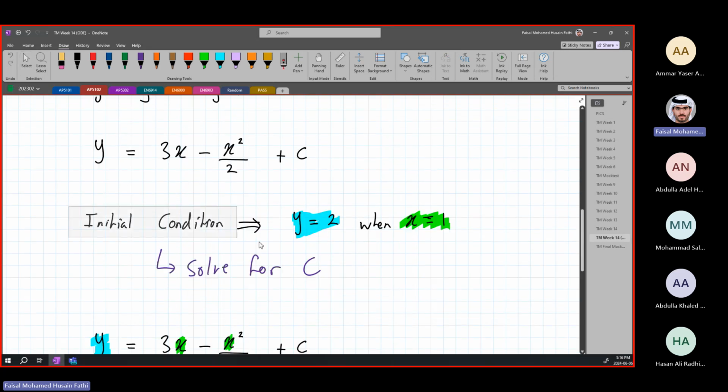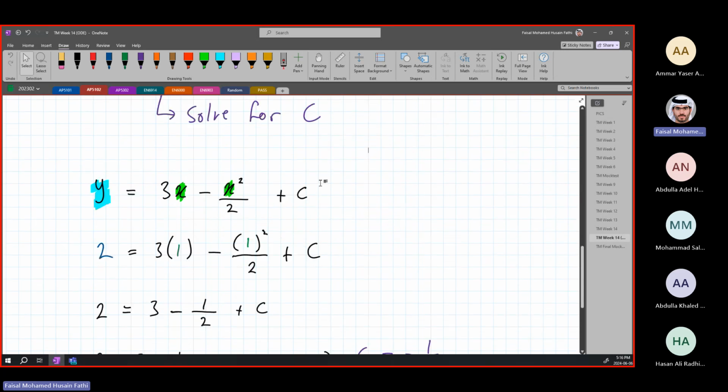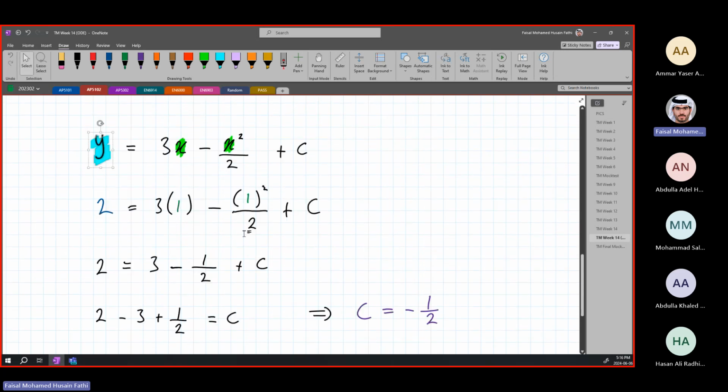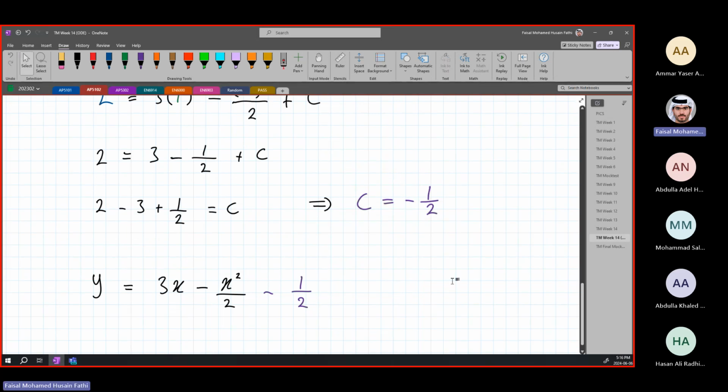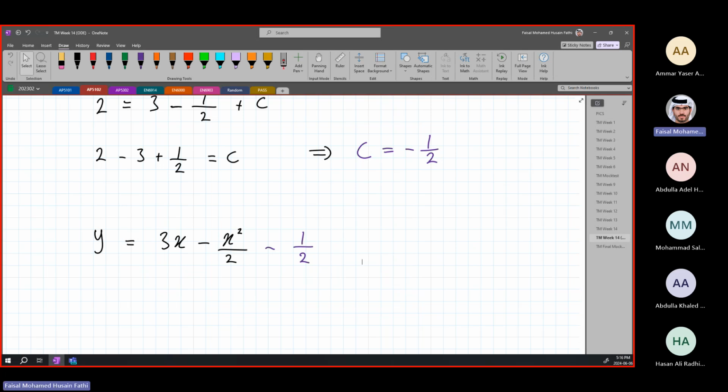If in the case where you are given initial conditions, such as here where you are given a value for y and x, you will try to solve for C by plugging in your values back here. All right, so once you plug in your y value and your x value, you will solve for C. You get a value for C, and then you will put it back into your equation, and this will be your final solution. Let's look at another example.